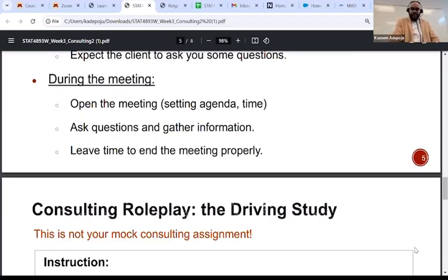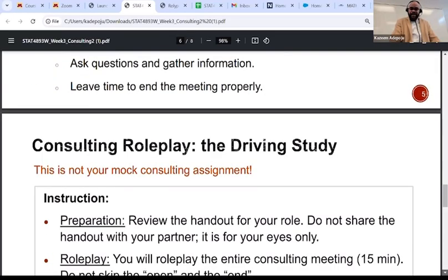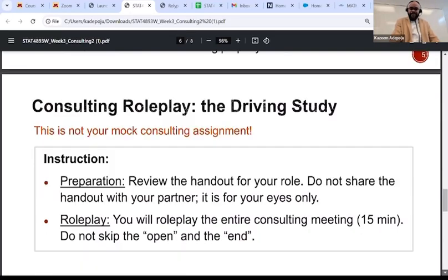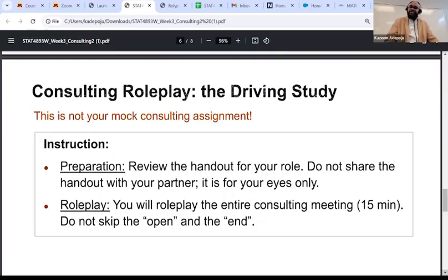Now, there is something I actually attached today. You can check the Canvas, the driving study. This driving study is not what you're going to have in your training, your consulting. This is just to provide you with maybe a model that you can follow. Like I said, this is not your consulting assignment. You can reflect on that.